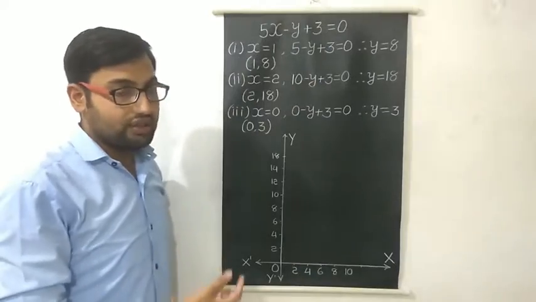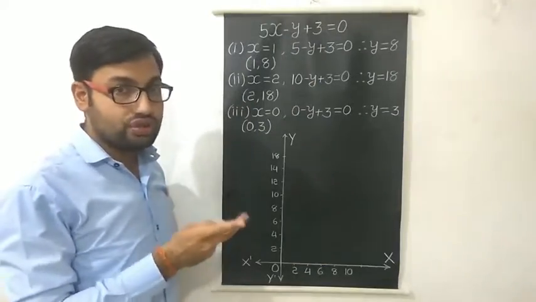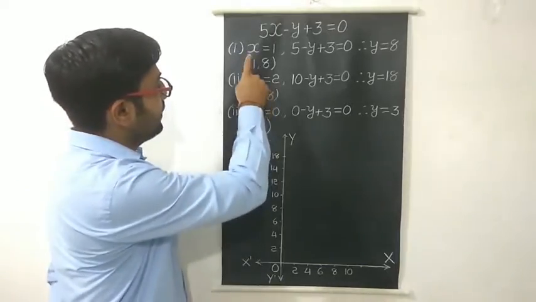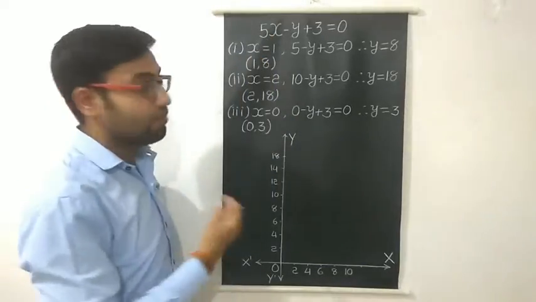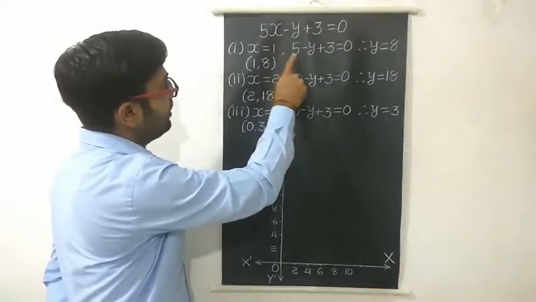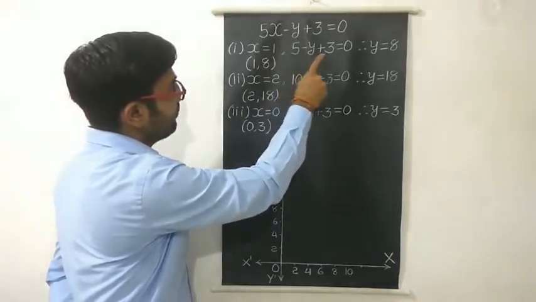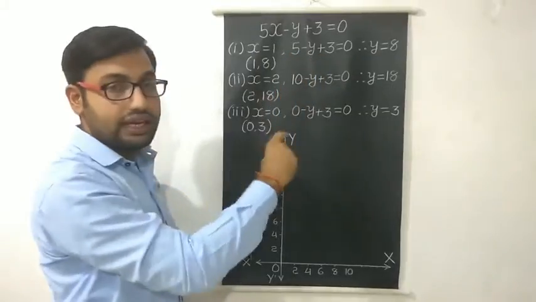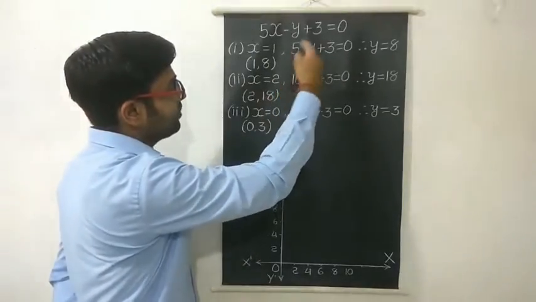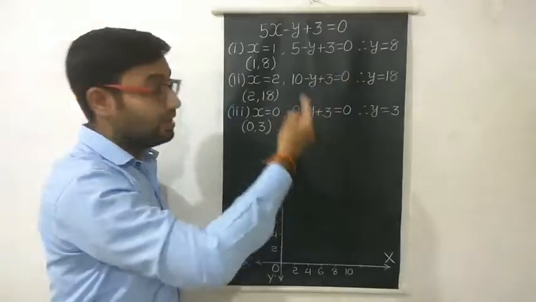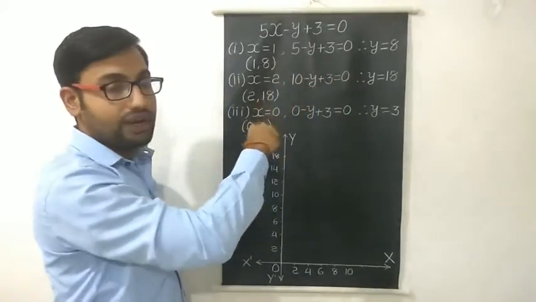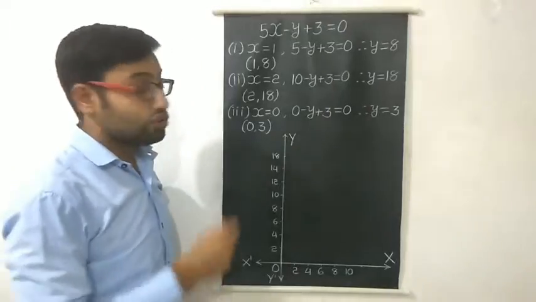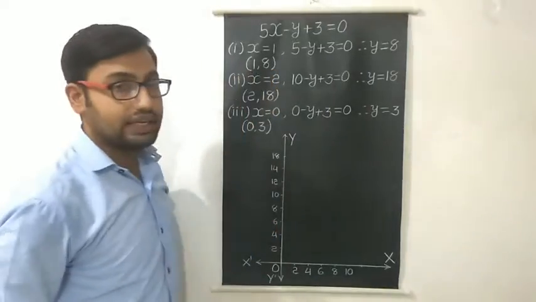Now to draw the graph, we must have at least two values, two solutions of this linear equation. So let us find the solutions. If we take x is equal to 1, then what will happen? 5 into 1, that is 5, minus y plus 3 is equal to 0. So 5 plus 3 is what? 8. So by taking this y to the right hand side, it will become plus. And on the left hand side we get 5 plus 3 is equal to 8. Therefore we get y is equal to 8. So the first solution is 1, 8.